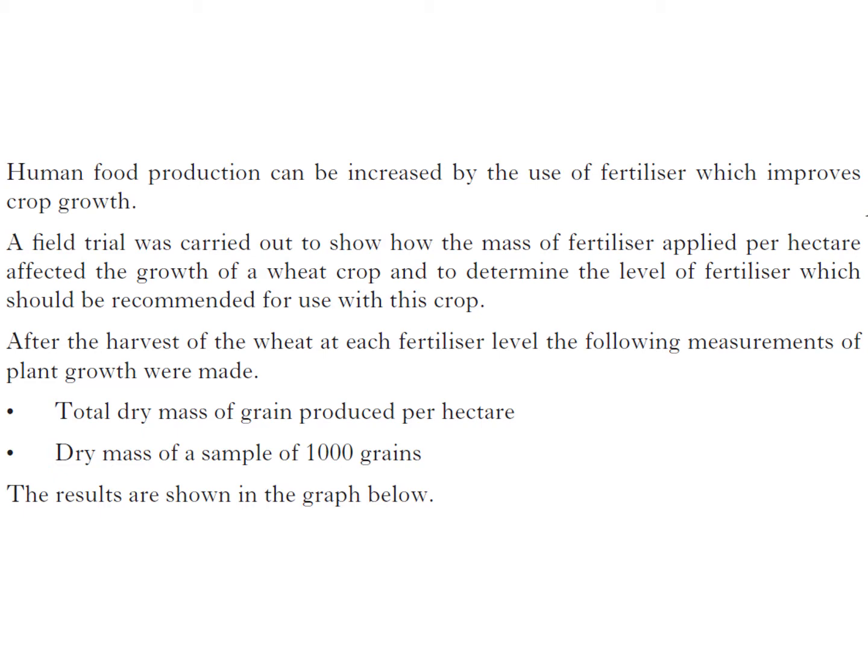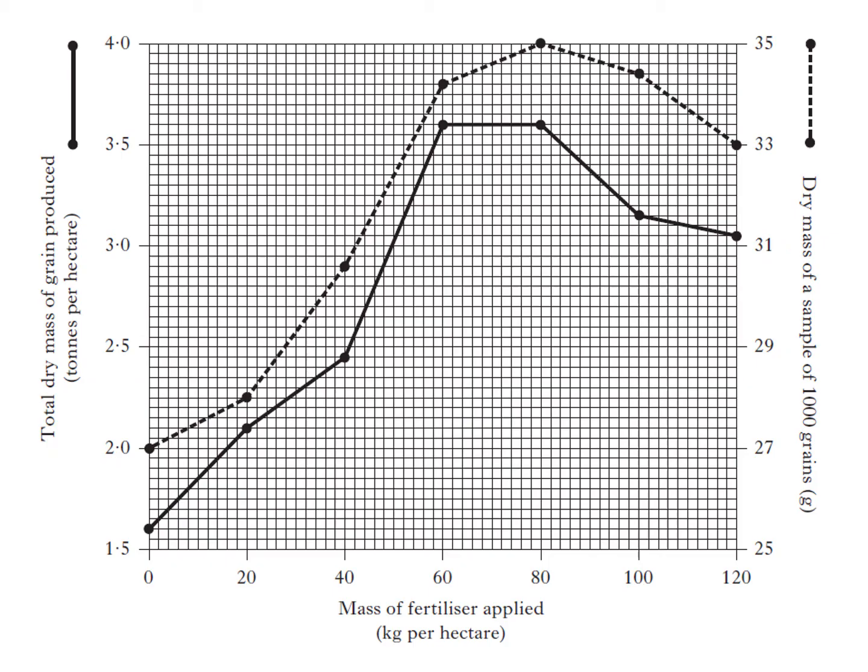After the harvest of the wheat, at each fertilizer level, the following measurements were made. So we have total dry mass of the grain produced per hectare. And then they've got dry mass of a sample of 1,000 grains. So that's telling you basically how big each grain is getting. And we use dry mass because we're getting rid of the water weight, which is going to be variable for each one.